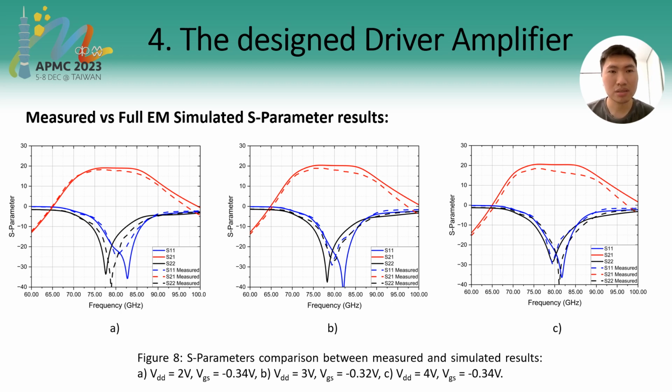The return losses are in good agreement between simulated and measured results. However, there's a gain slope at the higher end of the frequency. We did spend some time investigating why there's a slope of S21 there, and we came to the conclusion that our linear model from Autumn RF is not good enough at the higher band.